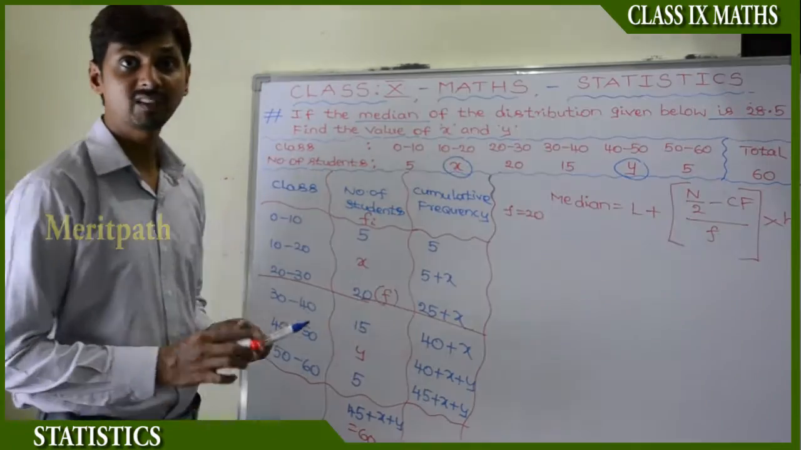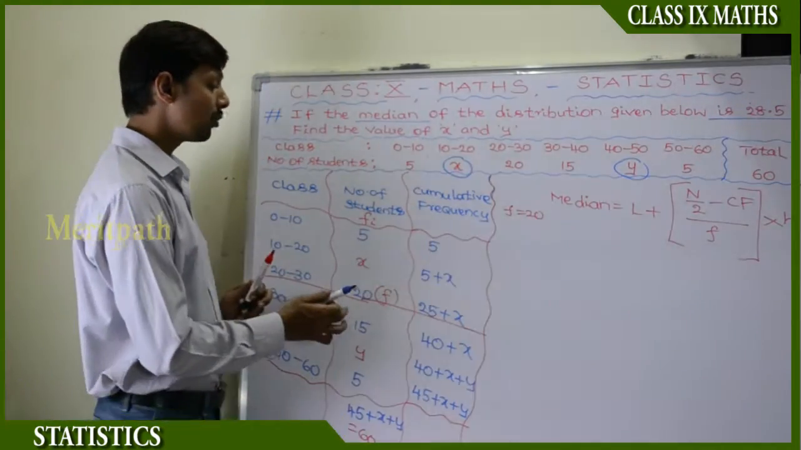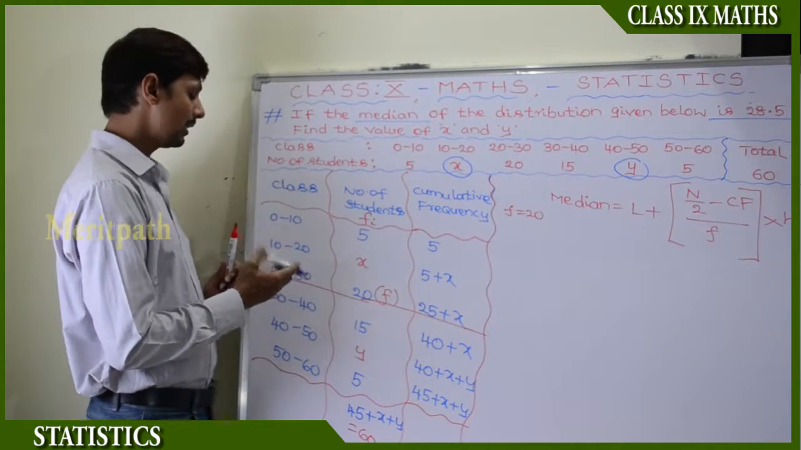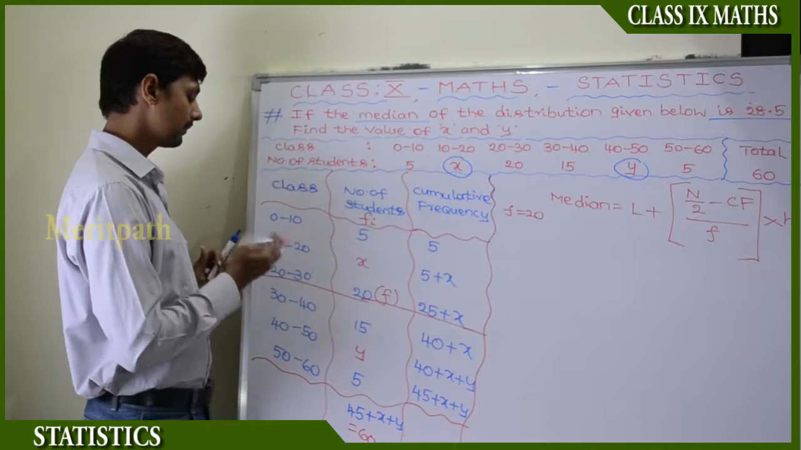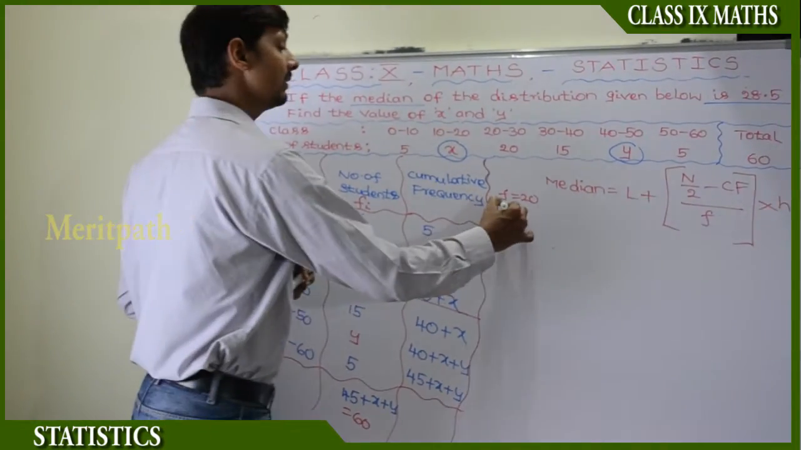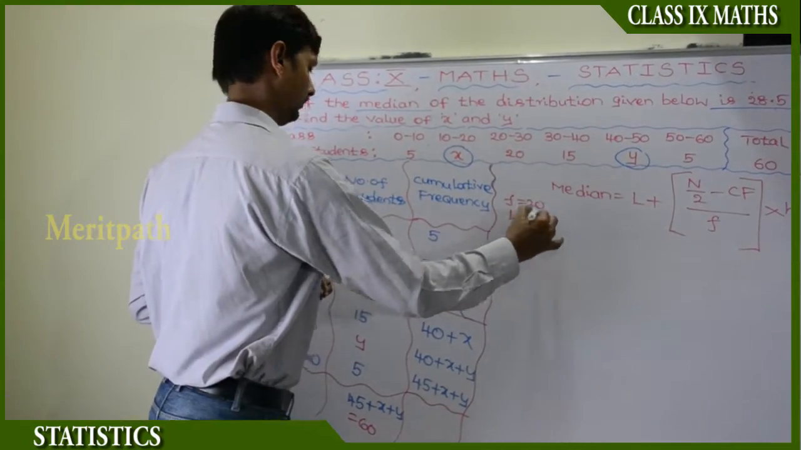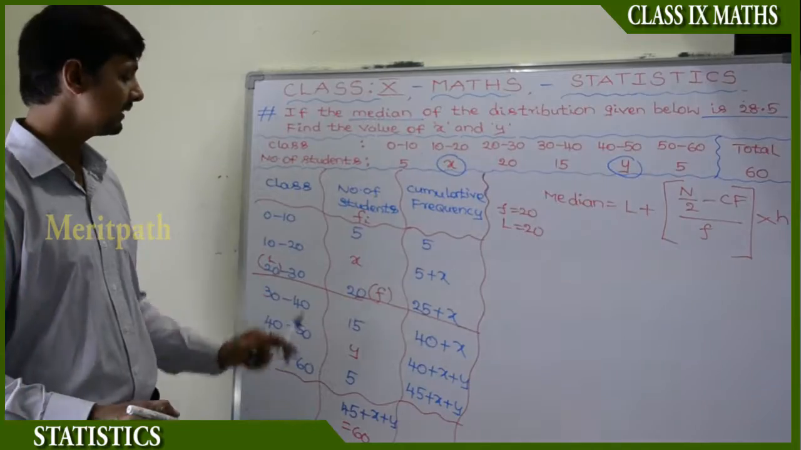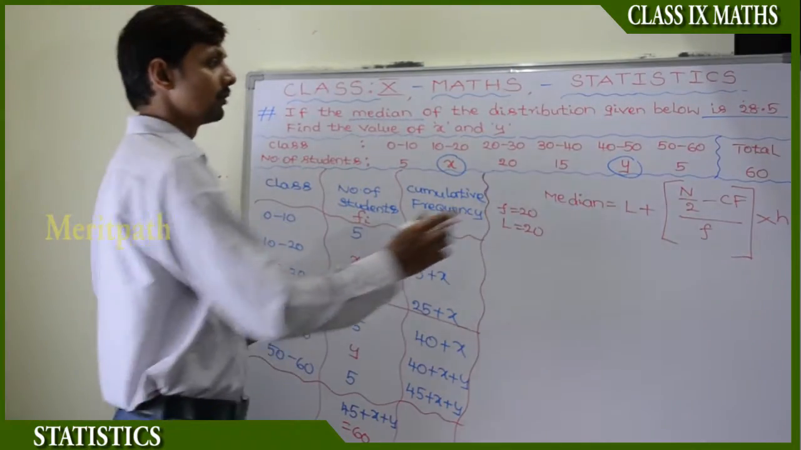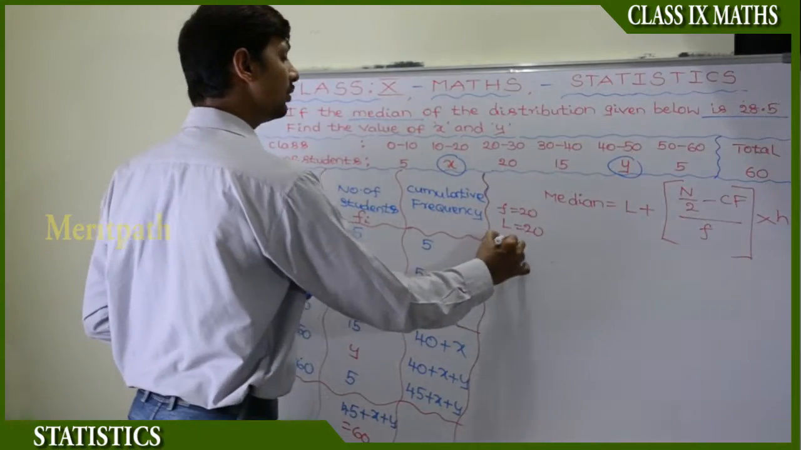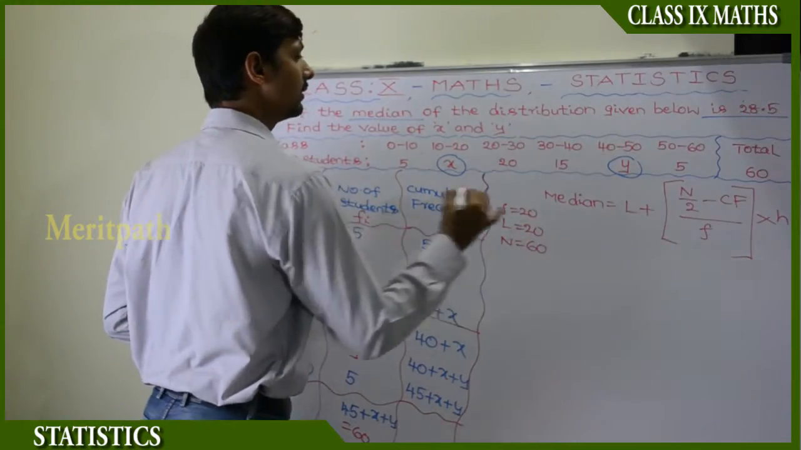And the lower boundary of the median class is in front of the median class. There is a class interval and that lower boundary is 20. So the lower boundary L is 20. Here we need to find the sum of the frequencies, that is 60. So all the frequencies together are 60. So capital N is equal to 60.